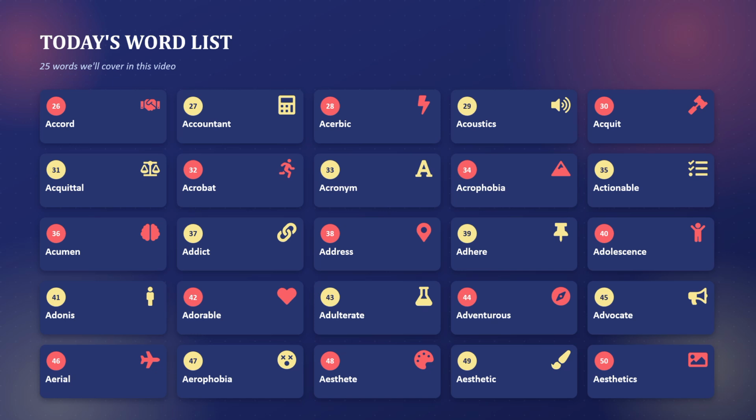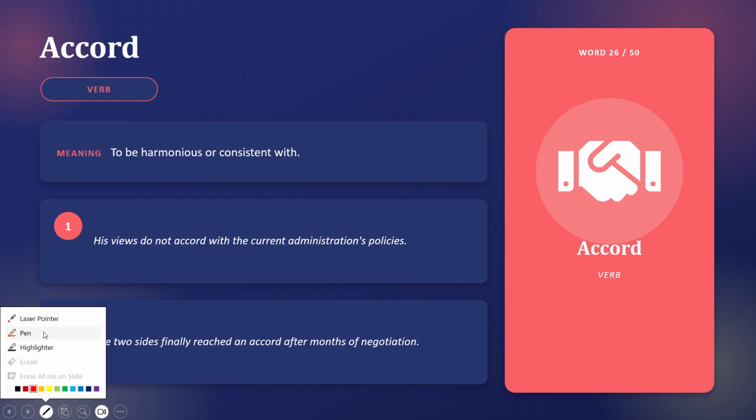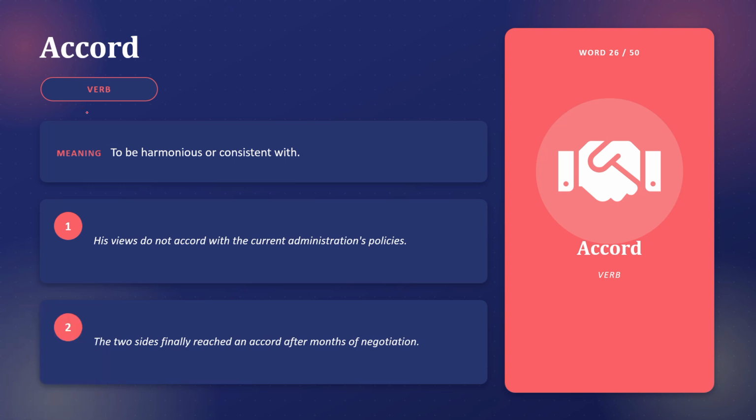Okay, the very first word of today is accord. It is a verb. Accord. It means to be harmonious or consistent with. It means brotherhood feeling of something.